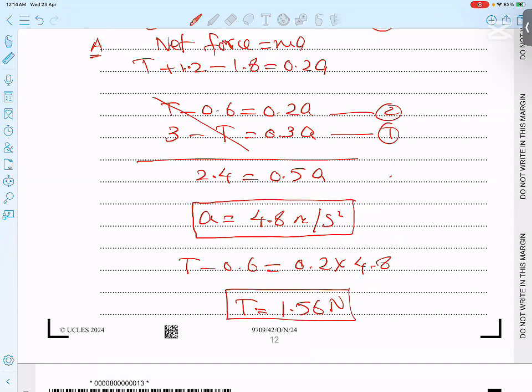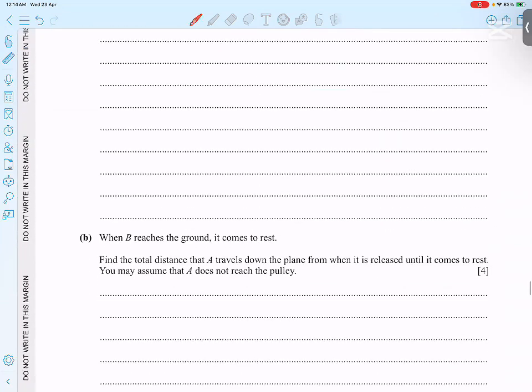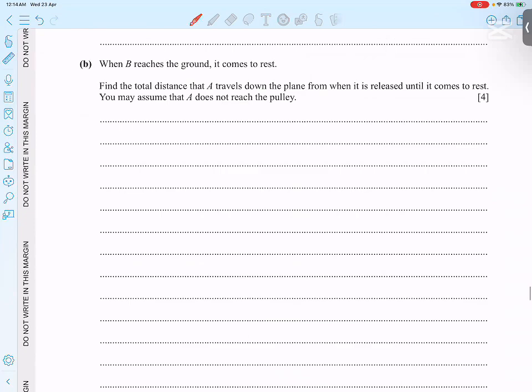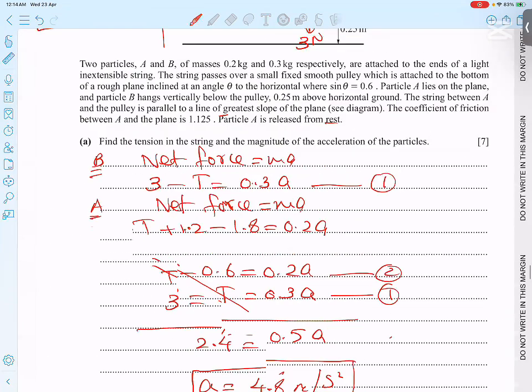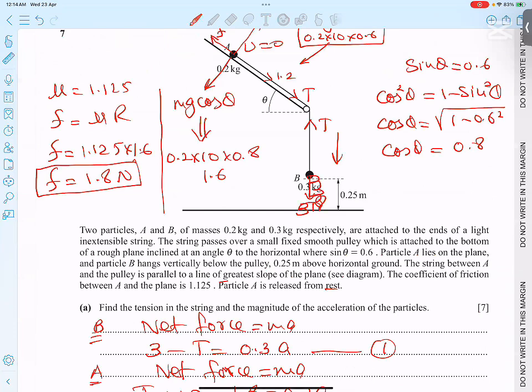Over. Students, let's go for the next part. In the next part, we said when B reaches the ground, it comes to rest. So when B reaches the ground, it means B will fall down and will rest. And when at rest, this tension will become zero, so no pull will be there. When no pull will be there, maybe this particle will slow down and maybe stop somewhere here.